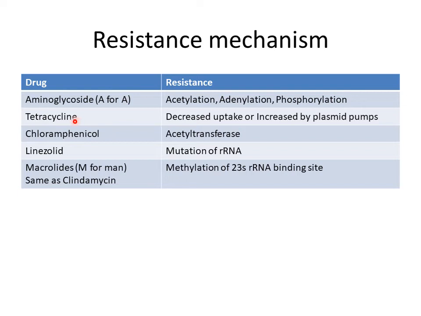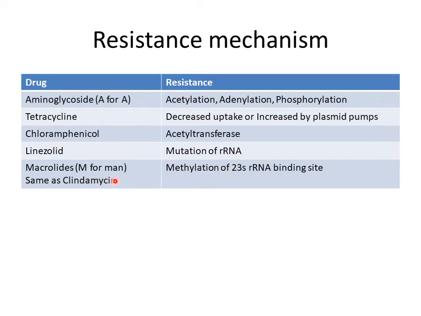For tetracycline, it is simple. It is decreased uptake or increased efflux by the plasmid pumps. I don't have any mnemonic for that. Neither for chloramphenicol, where resistance is mediated by acetyltransferase, and for linezolid, it is by mutation of rRNA.